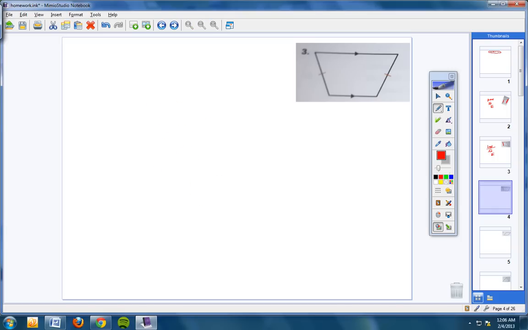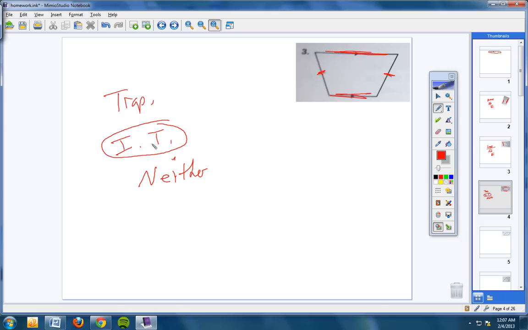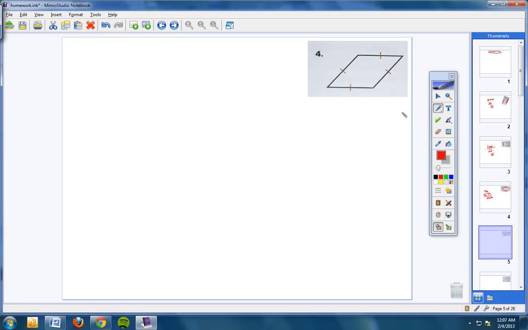Number 3 says decide whether the quadrilateral is, are you ready? Let's write this down. Trapezoid or an isosceles trapezoid or neither. All right, well, let's see what we got, shall we? Okay, we have a four-sided figure, and look at this. This side here is parallel to this side here, so I know I have a trapezoid. But then look, this leg is congruent to this leg. So I have a special trapezoid, an isosceles trapezoid. Okay, let's take a look at number 4.